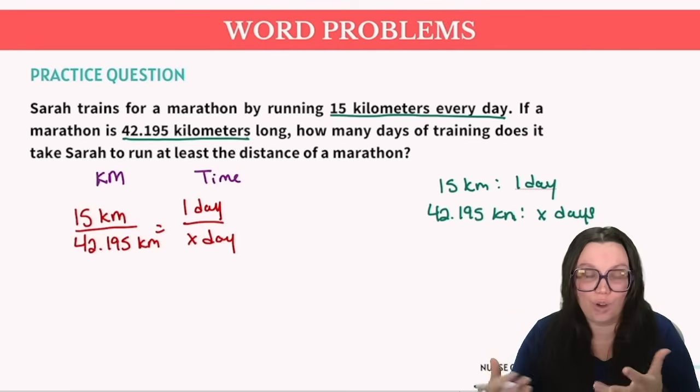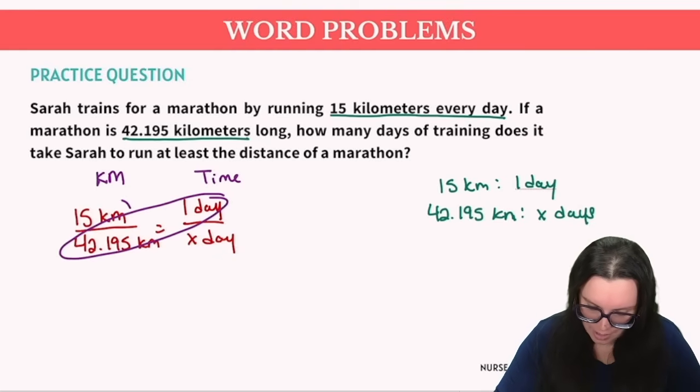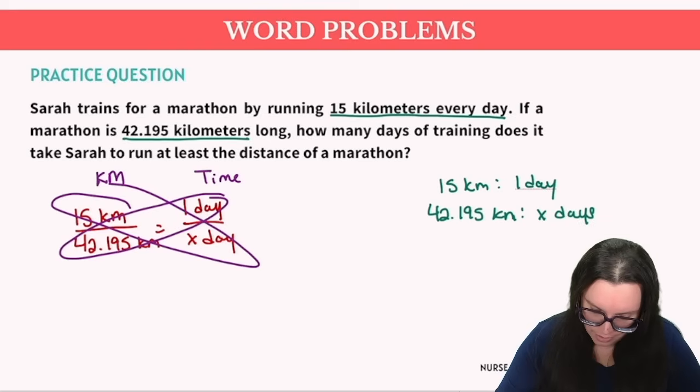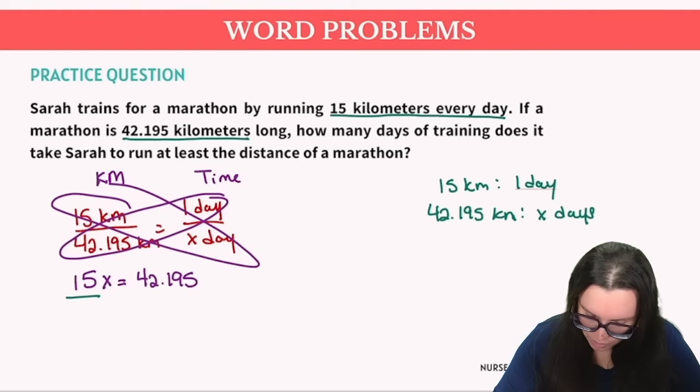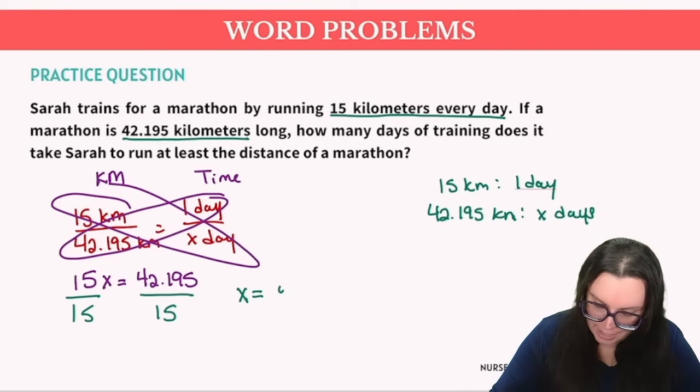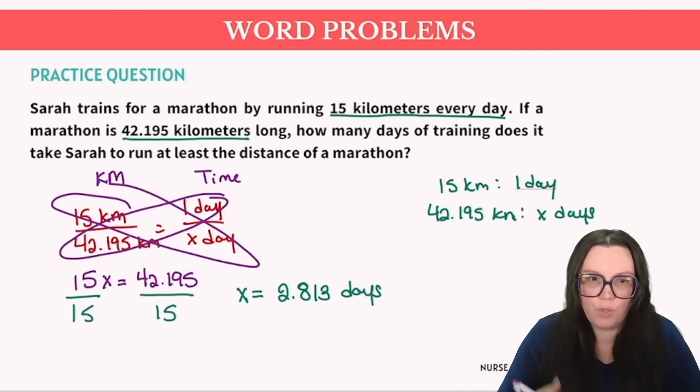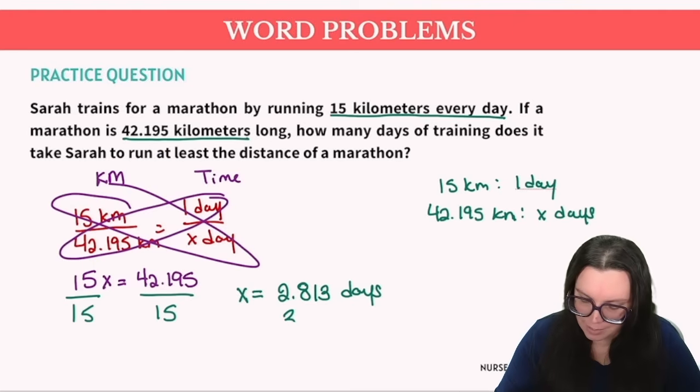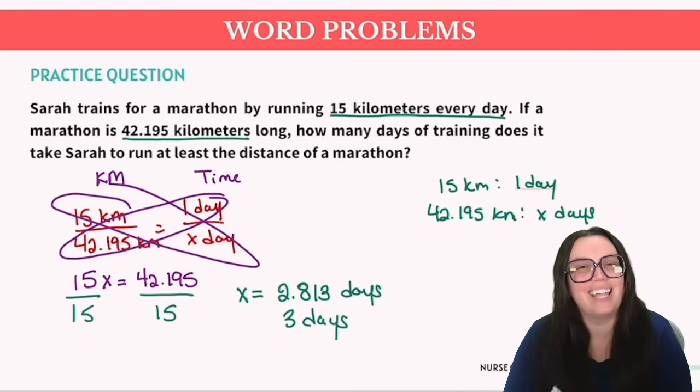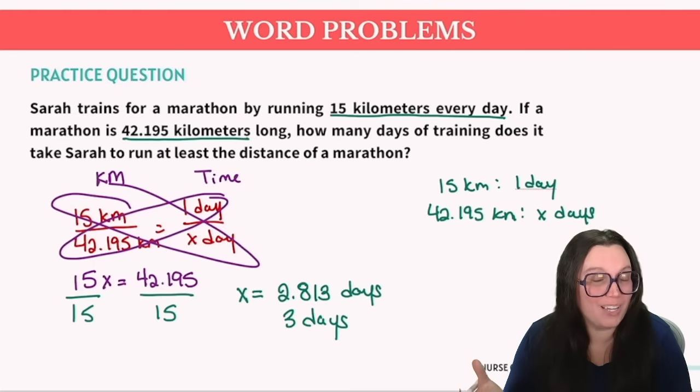So as always, we're going to cross multiply. We're going to do this by cross multiplying our numbers. That's going to give us 15x is equal to 42.195. And now we're just going to divide each side by 15 in order to isolate our x. And that is going to give us x is equal to 2.813 days. Or if you were required to round up, it's approximately 3 days. So the correct answer is 2.813 or 3 days.